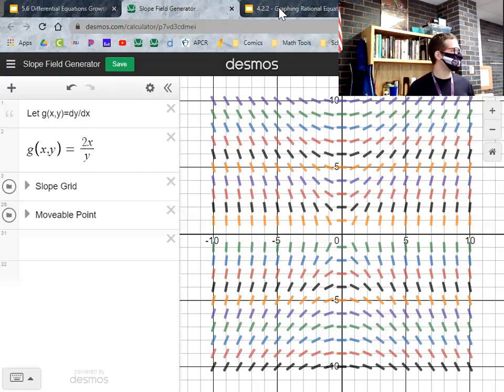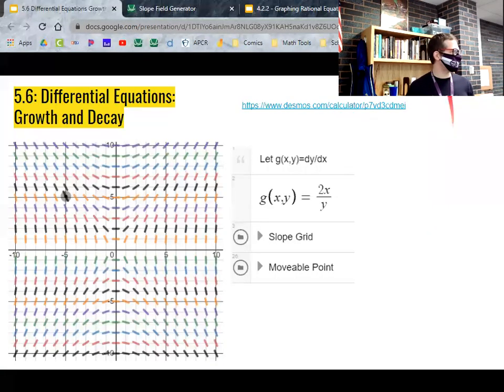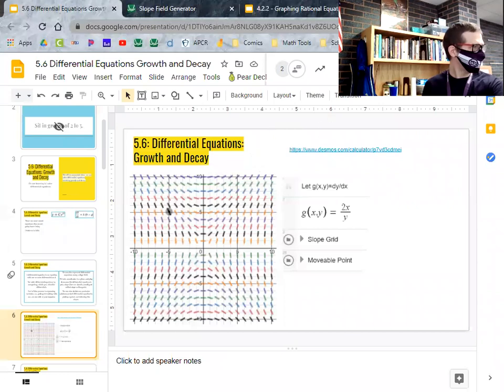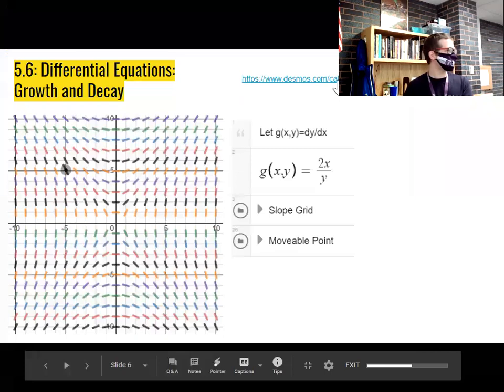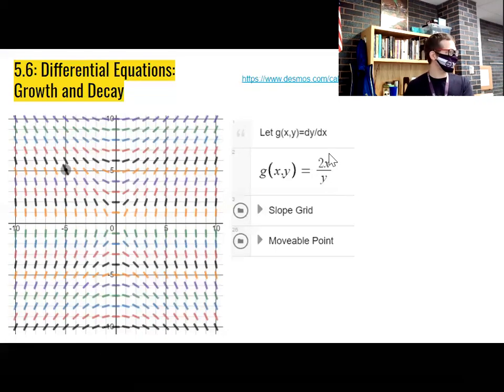Okay. And if you want to play around with them some more, and at some point you might want to, again, the link to that is right on the slide. So you can always come back here and check that link out. And you can put in any differential equation you want, just the one I happen to use.